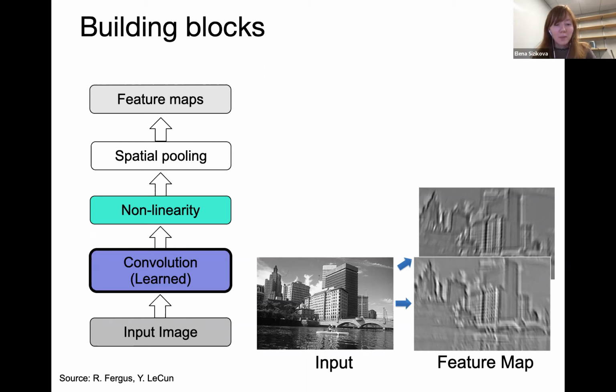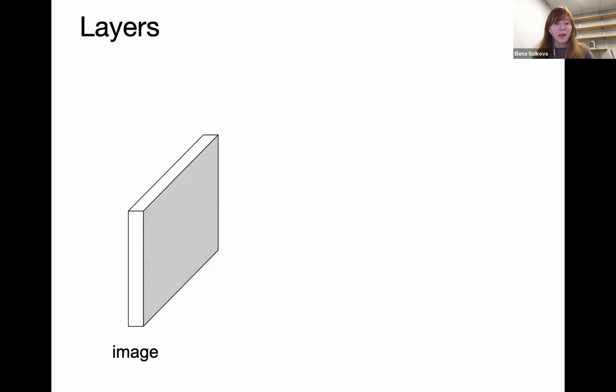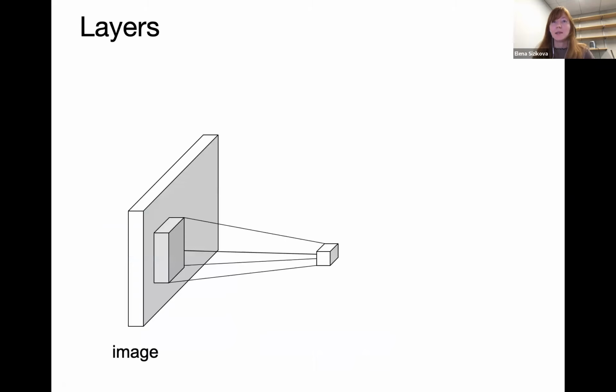So every point in this grid has a value, and I'm trying to apply a filter to it and produce a new value in the feature map. Again, this is my grid, and I'm sliding my filter, which is a rectangular piece of values, and trying to apply it to a region of the image and obtain a new value.